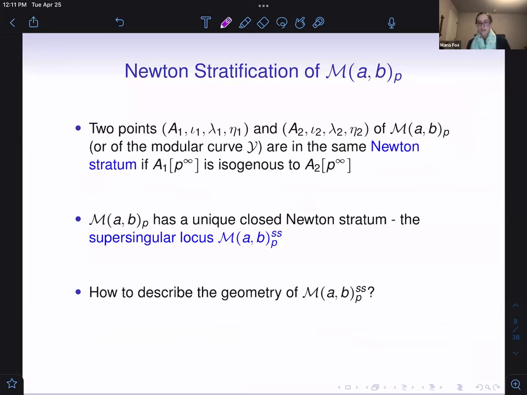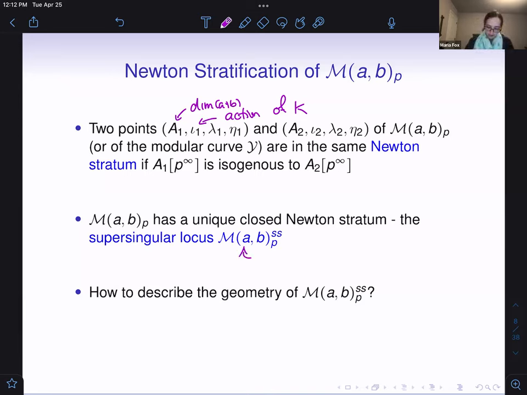We can make the same construction for our unitary Shimura variety. Remember, now it's parameterizing abelian varieties of our fixed dimension and our action of our quadratic imaginary field, et cetera. And we can make the same definition based on the isogeny class of the p-divisible group. This will divide our moduli space now not into two, but into several different strata, but it will still have a unique closed Newton stratum. And that's the supersingular locus.